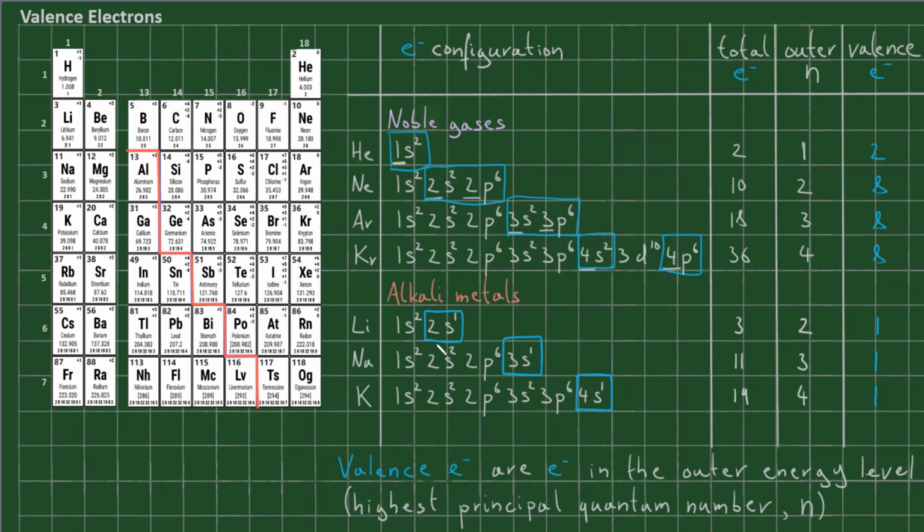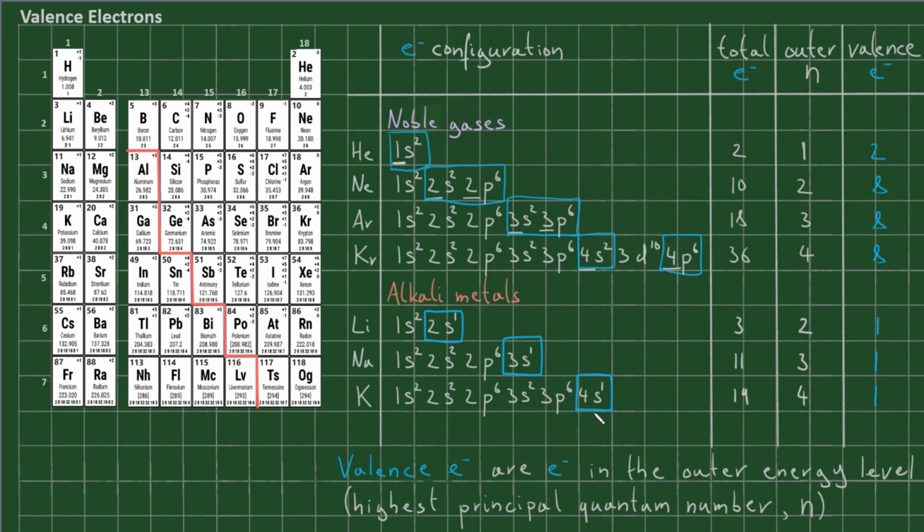So for example, if lithium was to somehow lose this one electron in the 2s orbital, it would end up with the same electron configuration as helium, 1s2. If sodium was to lose its electron in the 3s orbital, it will end up with the same configuration as neon. And if potassium was to lose its electron in the 4s orbital, it would end up with the same electron configuration as argon. Interesting. Keep that in mind. For now, let's look at halogens.